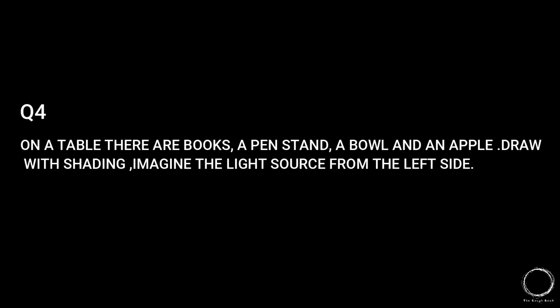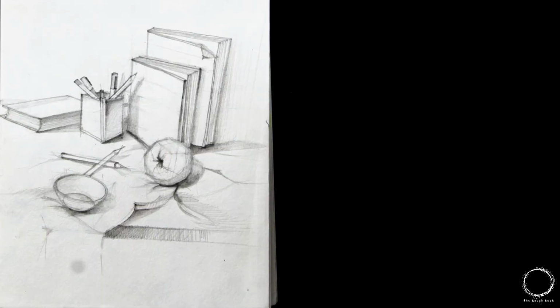Moving on to the third question, using 2 wooden stools create a composition showing light and shadow. So here is a solved image. Moving on to the next question, that is, on a table there are books, a pen stand, a bowl and an apple. Draw with shading, imagine the light source from the left hand side. So this is the final result.